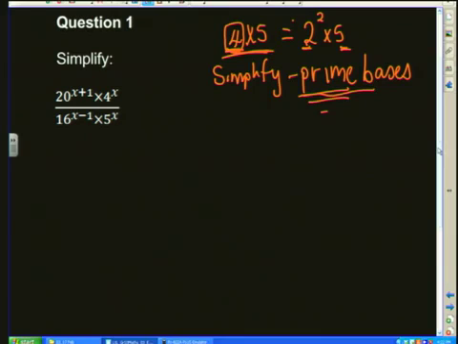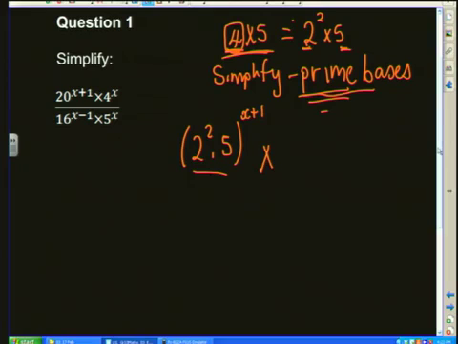So I'm going to rewrite the 20 to the power x plus 1 as 2 squared times 5. So you see I've rewritten the 20. 2 squared is 4, 4 times 5 is 20. I haven't changed the value. And that's all raised to the power of x plus 1. Okay? Then we've got times 4 to the power of x.